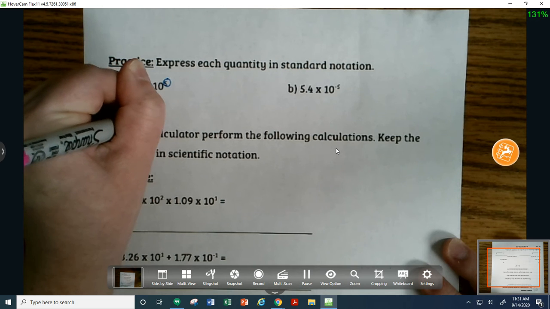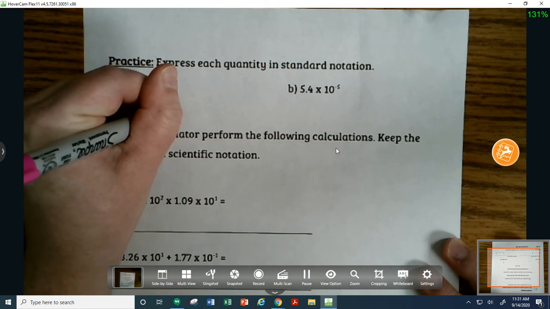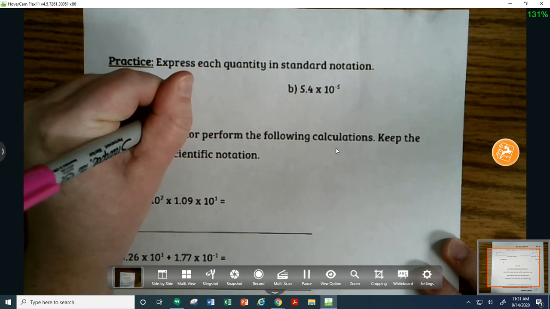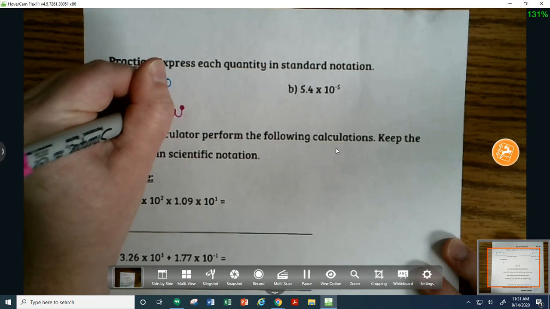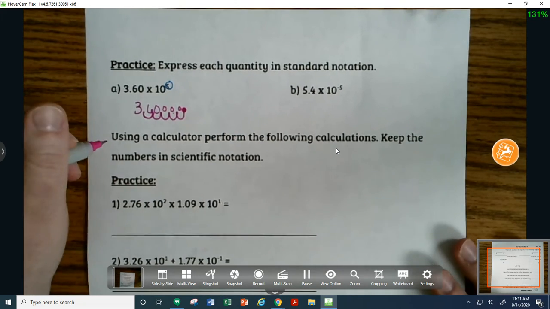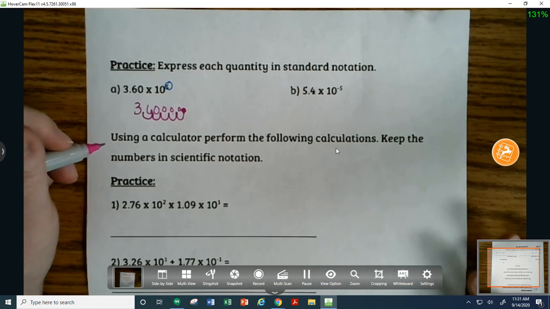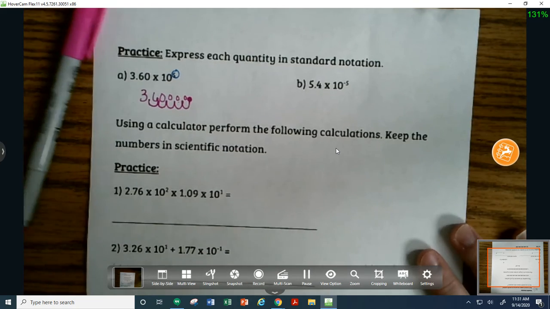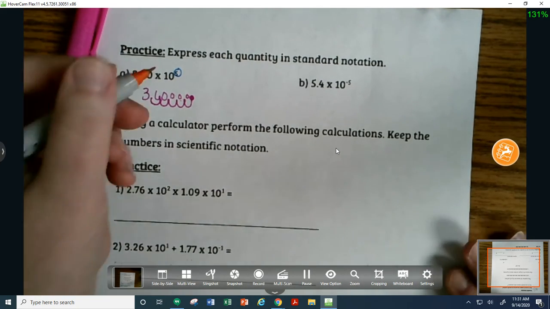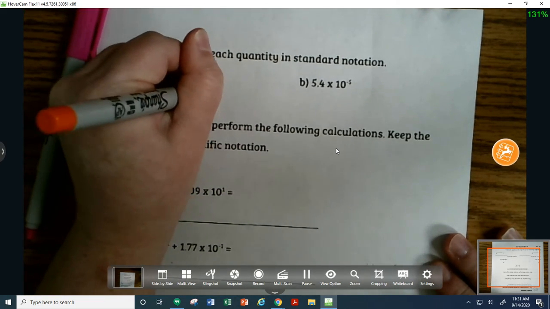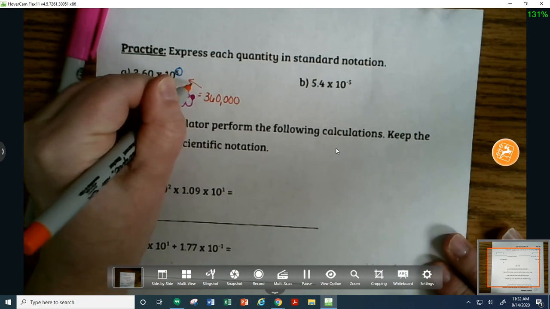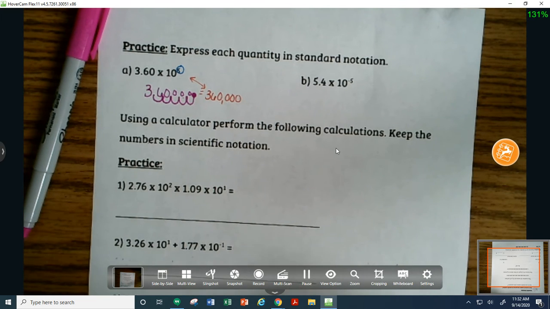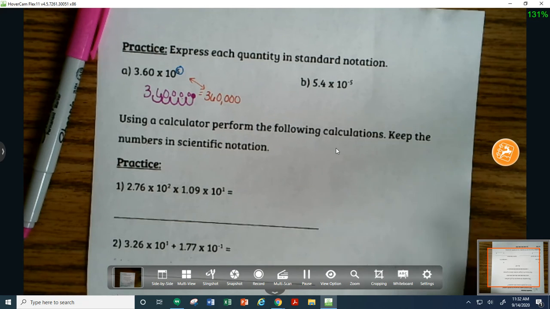So this is 1, 2, 3, 4, 5. This is where my decimal ends. Now, these gaps are where you fill in zeros. Again, the goal of scientific notation is to eliminate those zeros. When you go to rewrite your final answer, we can rewrite this as 360,000. So these two numbers are the exact same. Again, it's just a matter of how to represent it, how to work with those values.